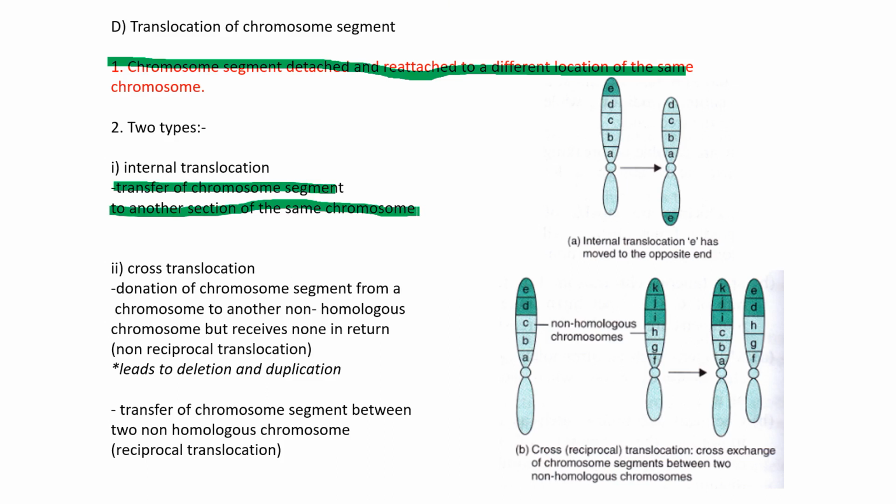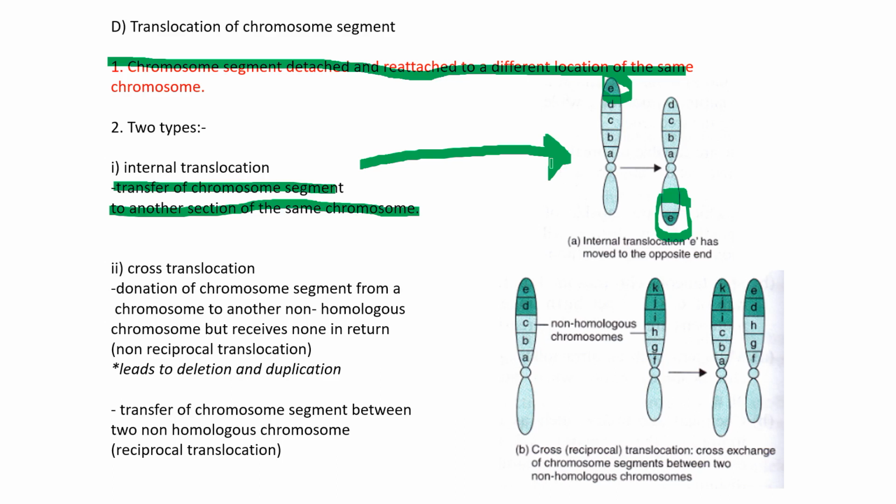All right, so you can see from here, the segment E is being detached and reattached, but on the same chromosome, only in a different location. So for internal translocation, you refer to this diagram. So you draw this diagram now. Okay, done with your drawing.